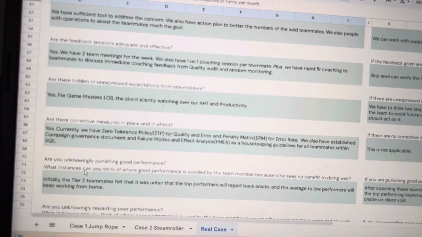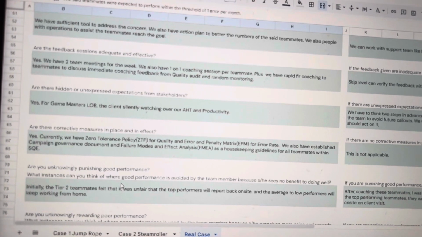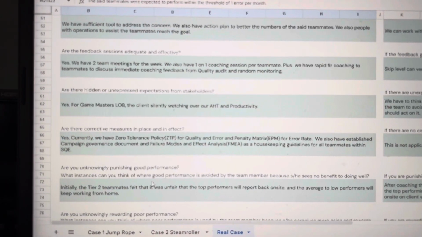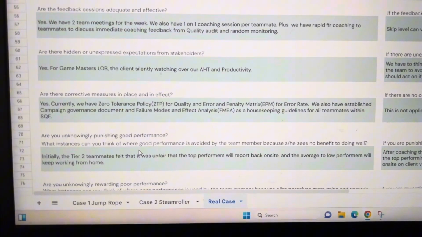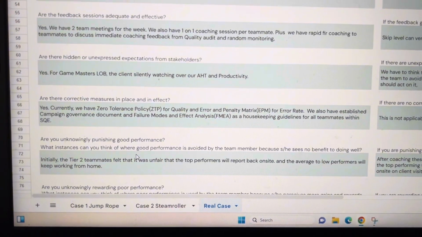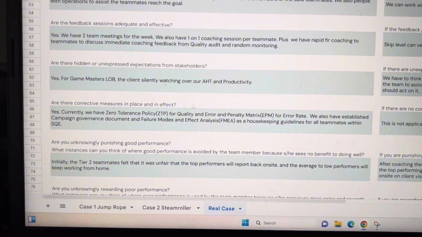Are you unknowingly punishing good performance? What are the instances that you can think of where good performance is avoided by the team member because he or she sees no benefit in doing well? Initially, the Tier 2 teammates felt that it was unfair that the top performers will report back on site and the average low performers will keep working from home.